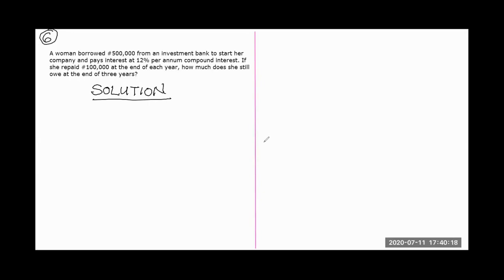This is a question that is being compounded every year. No doubt about that. The rate is constant. One may quickly think, okay, the rate is constant, we are going to use amount is equal to p into 1 plus r over 100 raised to power n, equation 1 of the compound interest.